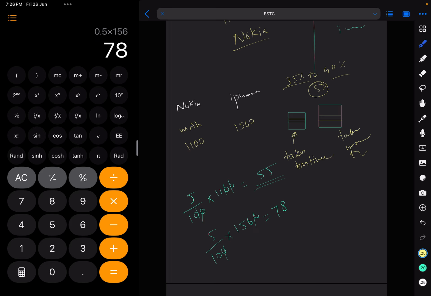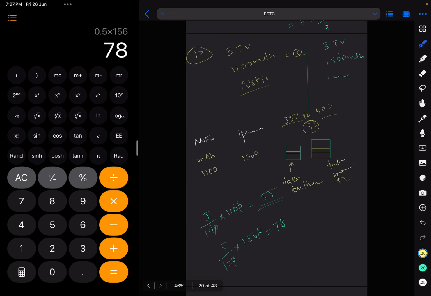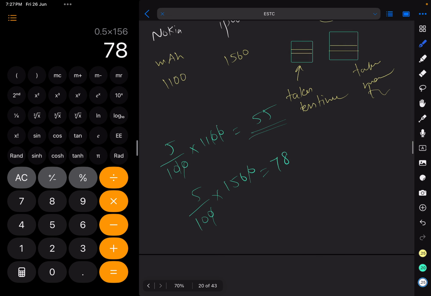You understand what I'm trying to say? So the model that takes more time to charge is definitely iPhone. I think it's correct because my mind is saying it's correct. The 5% of Nokia is lesser than the 5% of iPhone, so iPhone has the bigger tank and takes more time to get charged for the same percentage. Next question is also related to this: if charging time for Nokia is T1 and that of iPhone is T2, they are asking T1 by T2.